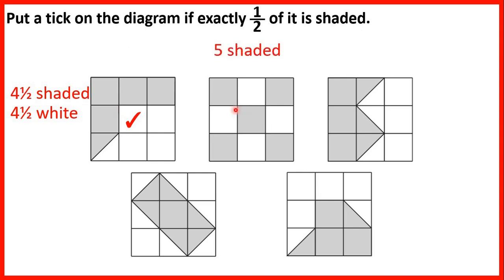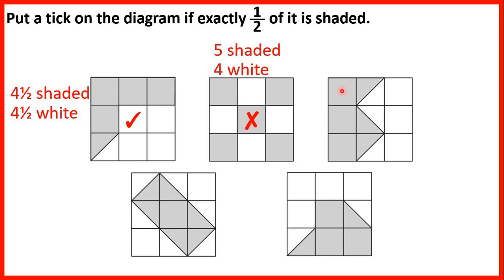Now for this shape here, we have 5 shaded squares, but only 4 white squares. So this shape is not half shaded, because we have more shaded squares than white squares, so more than half of this shape is shaded.